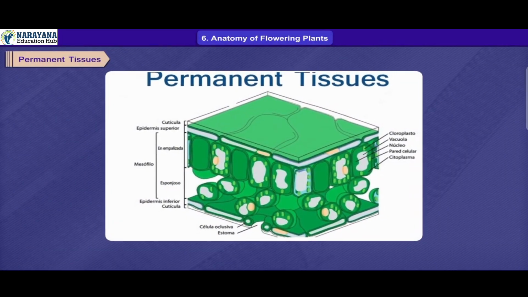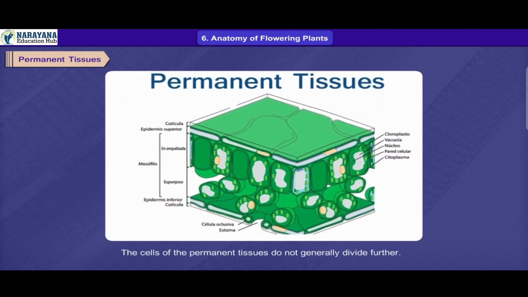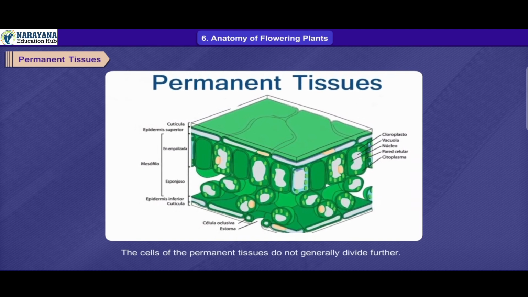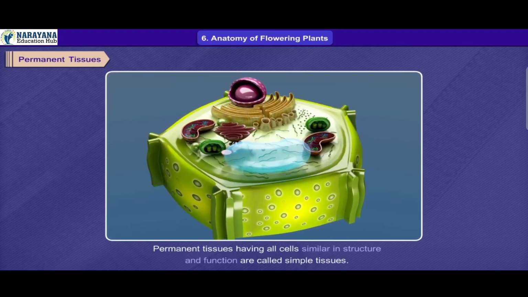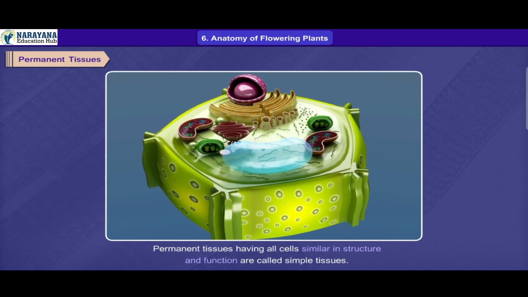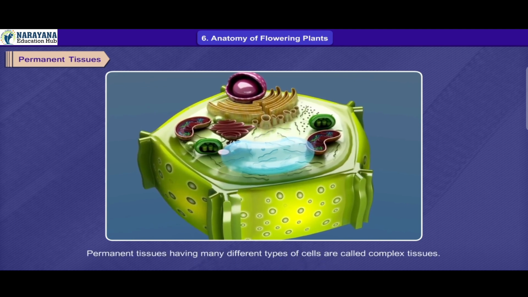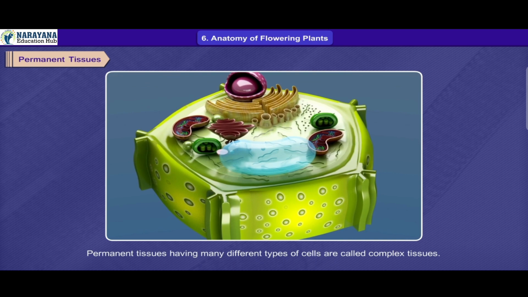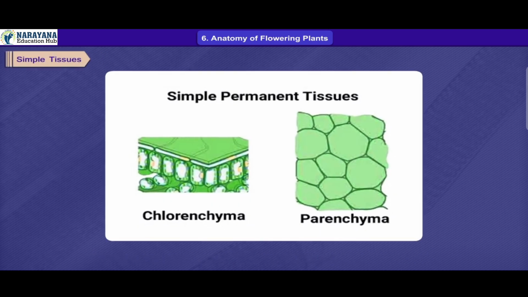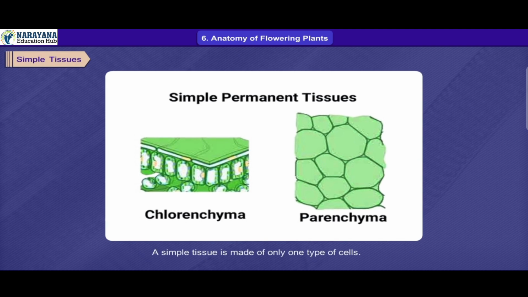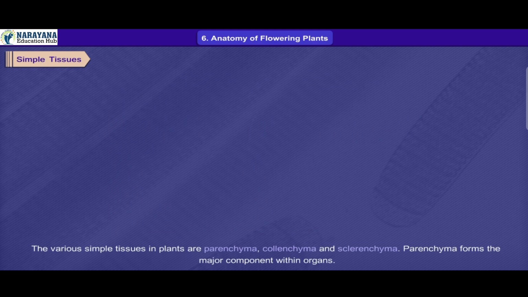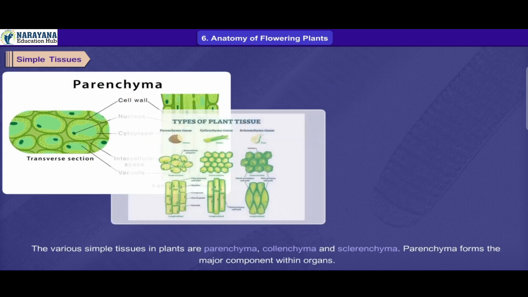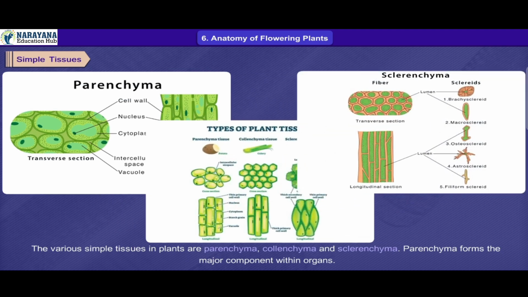Permanent tissues. The cells of the permanent tissues do not generally divide further. Permanent tissues having all cells similar in structure and function are called simple tissues. Permanent tissues having many different types of cells are called complex tissues. Simple tissues. A simple tissue is made of only one type of cells. The various simple tissues in plants are parenchyma, collenchyma, and sclerenchyma.